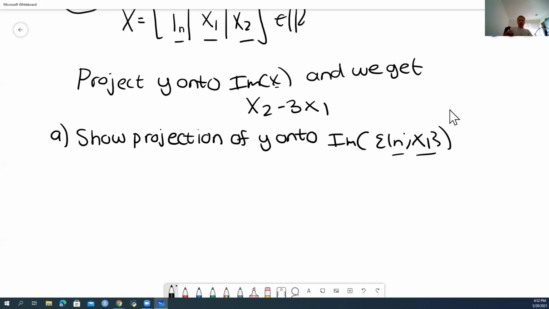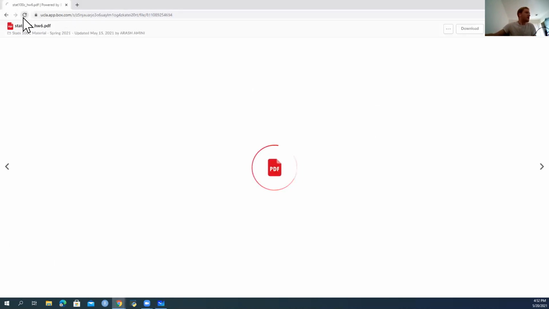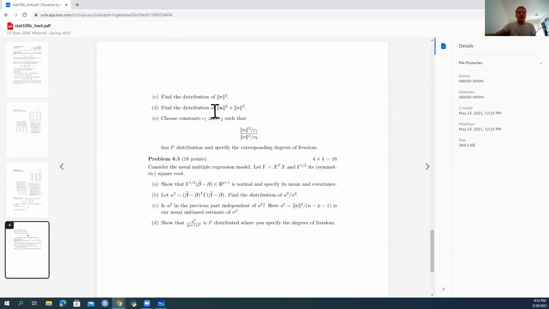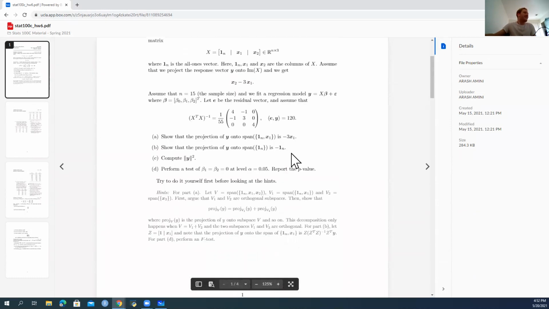So this hint says, let me see what his hint exactly says. Does this also never load for the first time for you? Is it just me? Whenever I open up a homework, the first time I load it, it always says no, and then the second time it works. Anyway, it's really annoying.